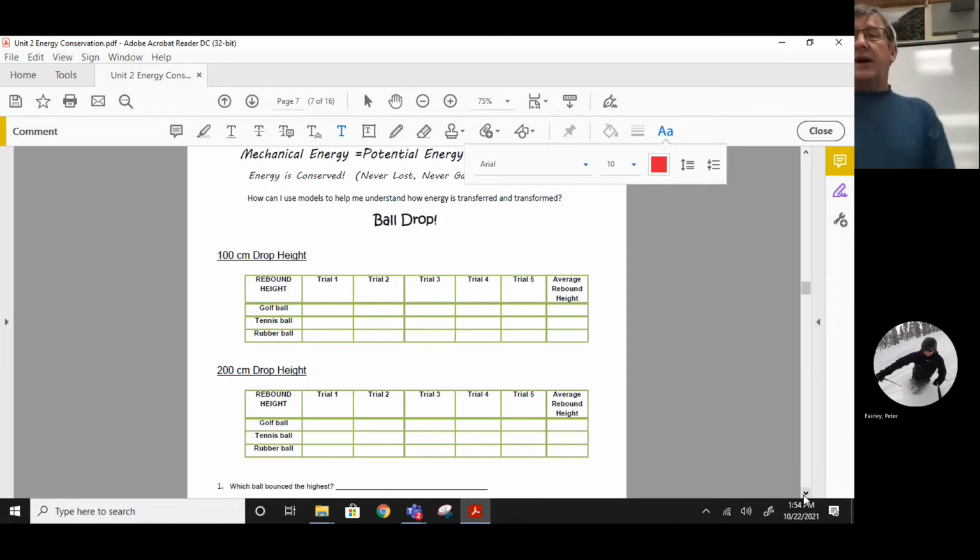When you finish, I think this is actually a total of 30 times you're going to drop the ball and analyze a short little film of it. Notice there's 30 blank boxes, 5 for each of the 3 balls at 100 centimeters. 5 times 3 makes 15. And then the same thing at 200 centimeters. So 15 times 2 makes 30. Then you're going to calculate those averages, correct?